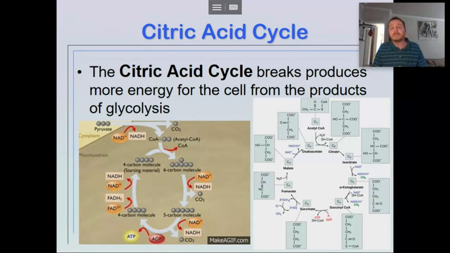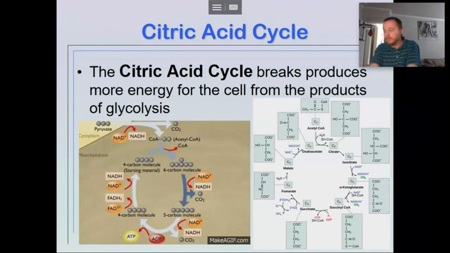So the citric acid cycle takes the pyruvates. I found a nice little GIF on the internet from makeagif.com. I couldn't find the original author. You have the 2 pyruvates that come from glycolysis, and those get converted through coenzyme A into a form, acetyl-CoA, that can then enter this citric acid cycle. This occurs within the mitochondria.